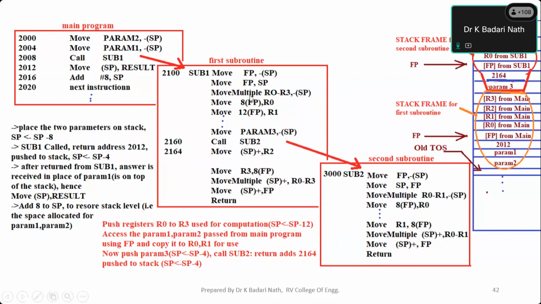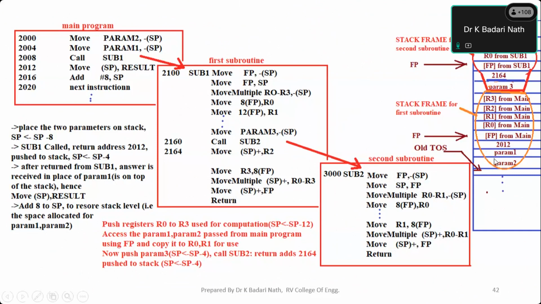So now I'm concluding the first subroutine. What are the things I have to do? Assuming that the answer of the first subroutine is there in R3, I'm placing my answer at the location called parameter 1. I'm just storing the answer of the first subroutine in parameter 1, and then I am popping out all the registers that are in the stack, and also I'm popping out the frame pointer value now, and then return. When I say return, 2012 is fetched, and I'm continuing the program in the main program from 2012.